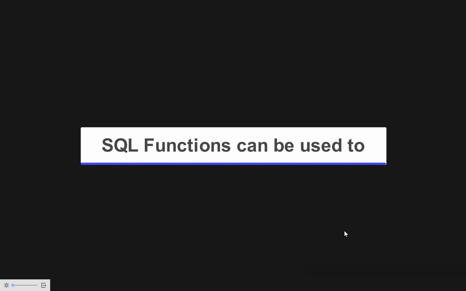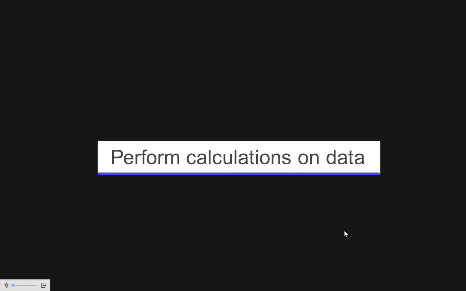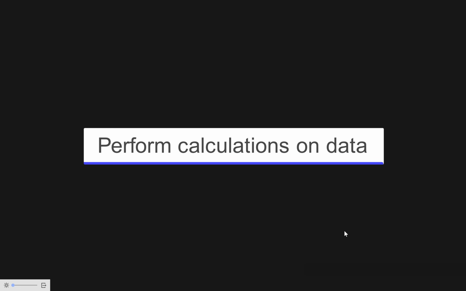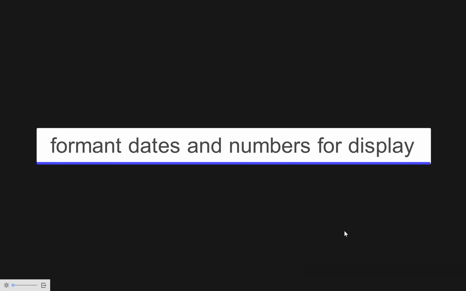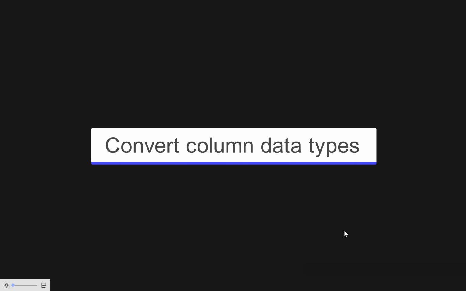Now, why are we using these functions? Through these functions we are able to perform calculations, modify individual data, and manipulate output for groups of rows. We are also able to format dates and numbers for display purposes, and convert column data types. All these things I will explain when I start functions practically.